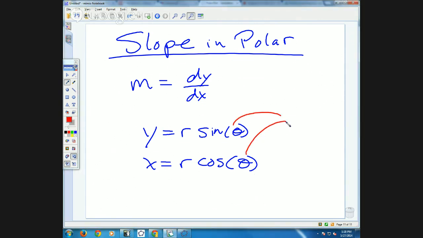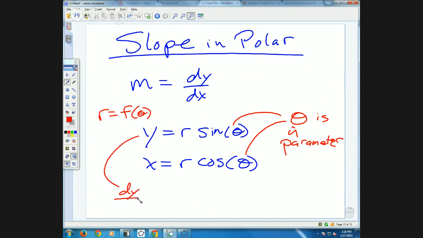No. Theta is a parameter. And we studied parametric equations. Now, r generally in polar is some function of theta. So given that r is a function of theta, can you tell me what dy d theta is? If that's y? What rule do we have to use here?